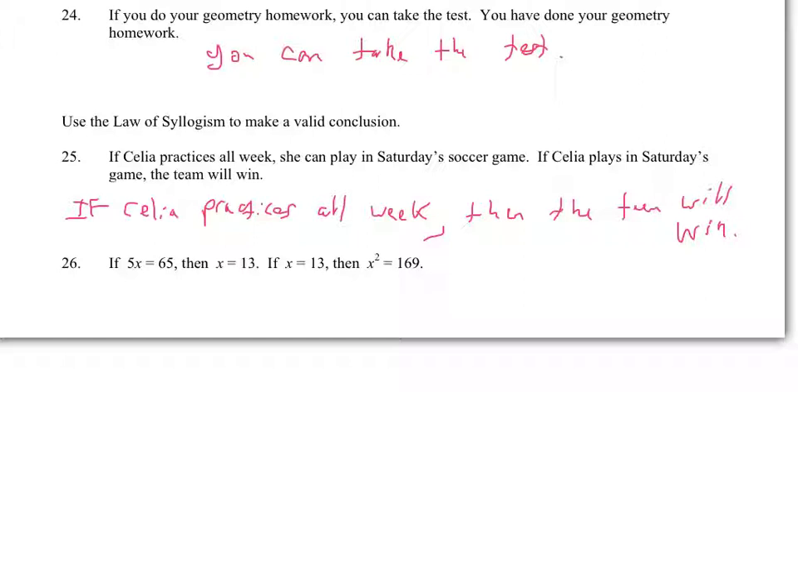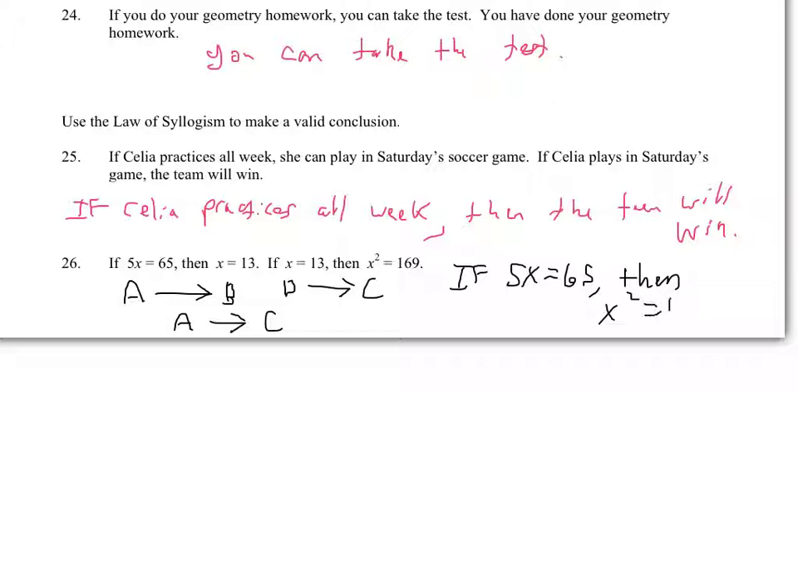Here's a mathematical example, number 26. If 5x equals 65, then x equals 13. If x equals 13, then x squared equals 169. So it's like if event A leads to event B, and event B leads to event C, we're summarizing it by saying, you know what, A eventually causes C to happen. So in this case, the first thing that happens is if 5x equals 65, then what's the last thing to happen here? x squared equals 169.